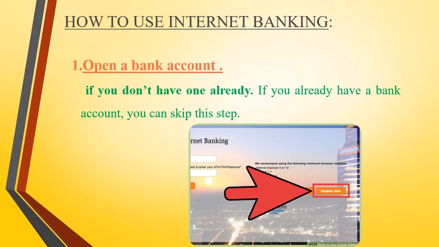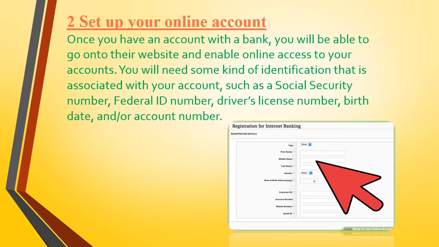How to use internet banking. Open a bank account if you don't have one already. If you already have a bank account, you can skip this step. Set up your online account. Once you have an account with a bank, you will be able to go onto their website and enable online access to your accounts. You will need some kind of identification that is associated with your account, such as a social security number, federal ID number, driver's license number, birth date, and or account number.